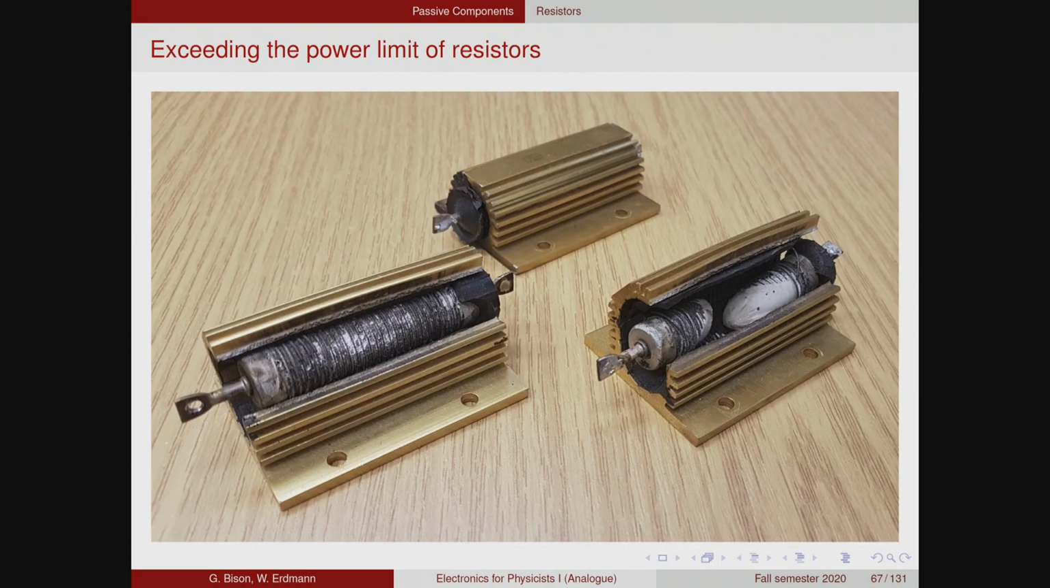Okay, this is what happens when you do not respect the power limit of resistors. Those are already quite powerful power resistors. And what happened here is that a too large current was sent through them. You see, this is a ceramic carrier where the wire of the resistor is wound on, and this melted. And then the aluminium case here kind of exploded. So don't do that.